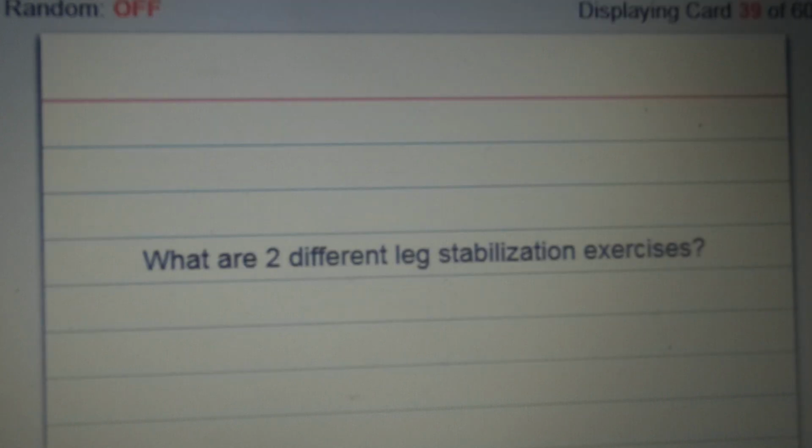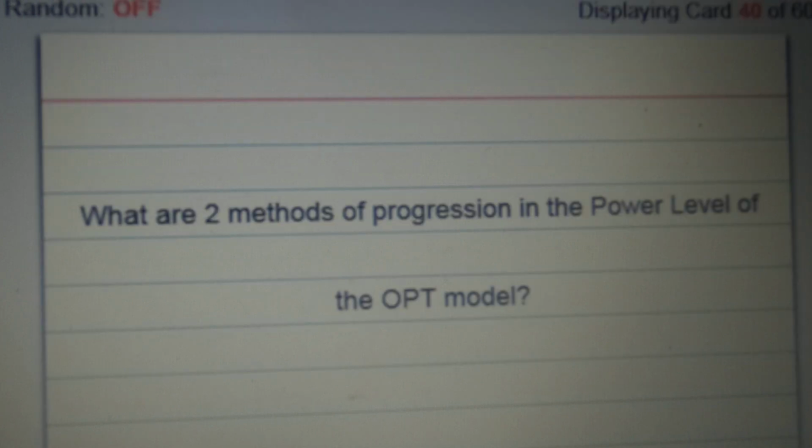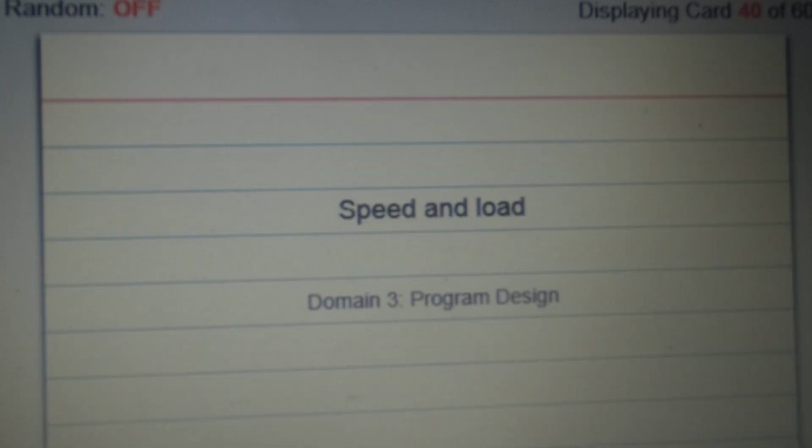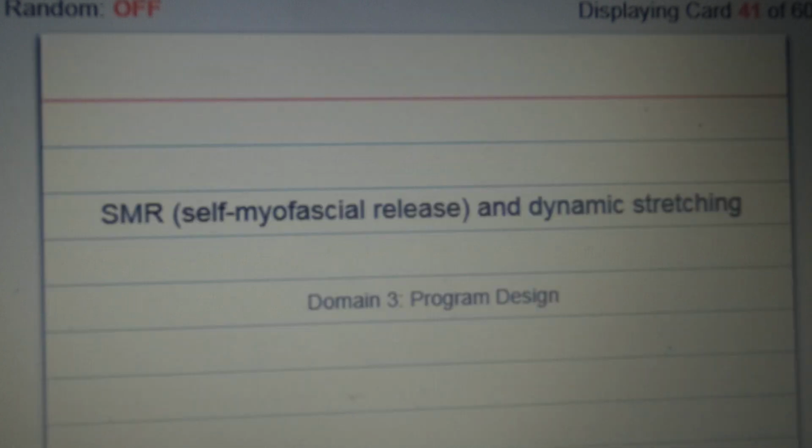What are 2 different leg stabilization exercises? Ball squat and multiplanar step-up to balance. What are 2 methods of progression in the power level of the OPT model? Speed and load. What activities should be included in a proper warm-up before athletic activity? SMR, self-myofascial release, and dynamic stretching.